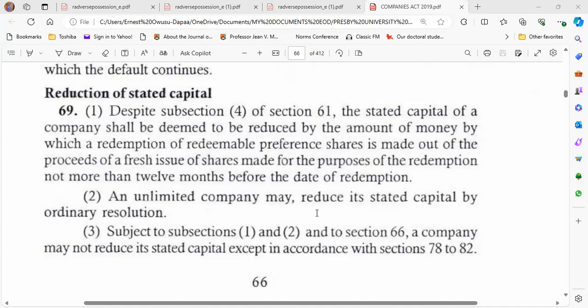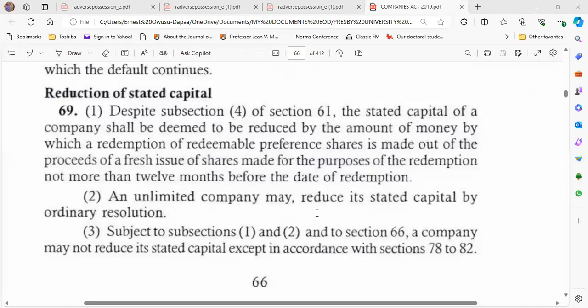And this stated capital, as a general rule, is supposed to be conserved. That is the heart of the capital maintenance doctrine. But section 69 is saying that despite everything that we are told in section 61, subsection 4, which says that on redemption, purchase, acquisition or forfeiture, shares shall be available for reissue by the company unless the company, by amendment of its constitution, cancels those shares.